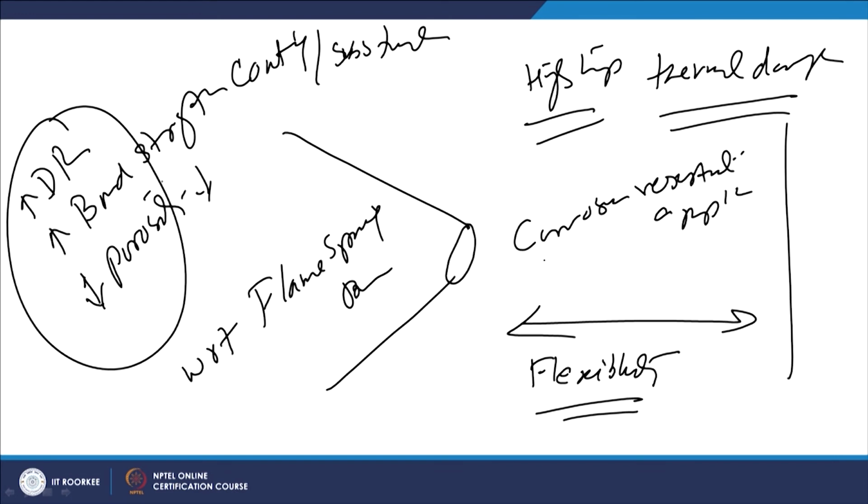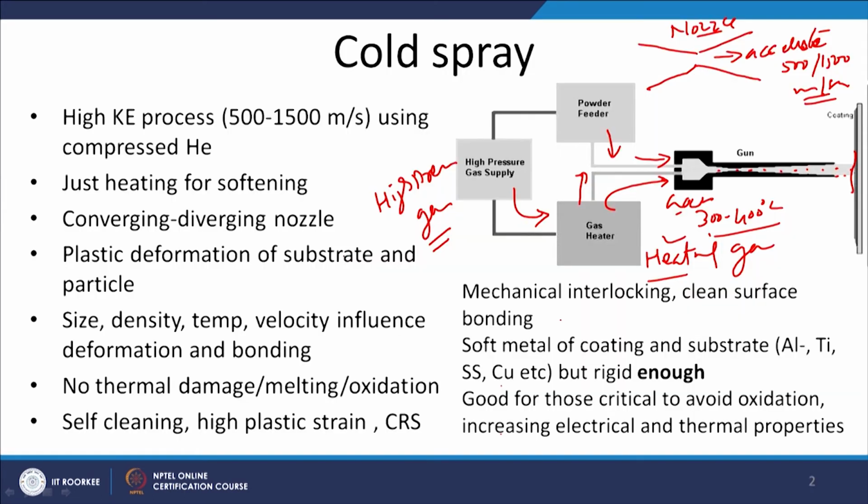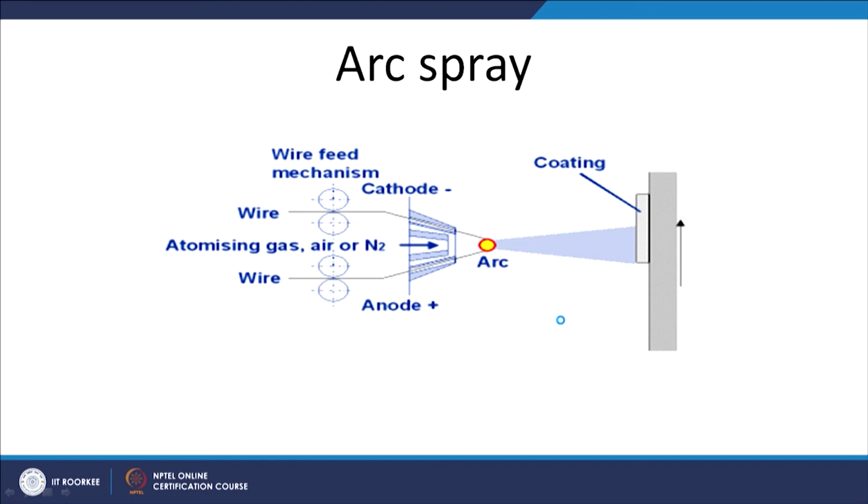applications. For example, if you want to deposit zinc or magnesium, then coatings of these materials can be effectively developed with the help of the electric arc spray process. So, this is the schematic of the arc spray process, where there are two wires which are being fed with the help of wire feed systems.